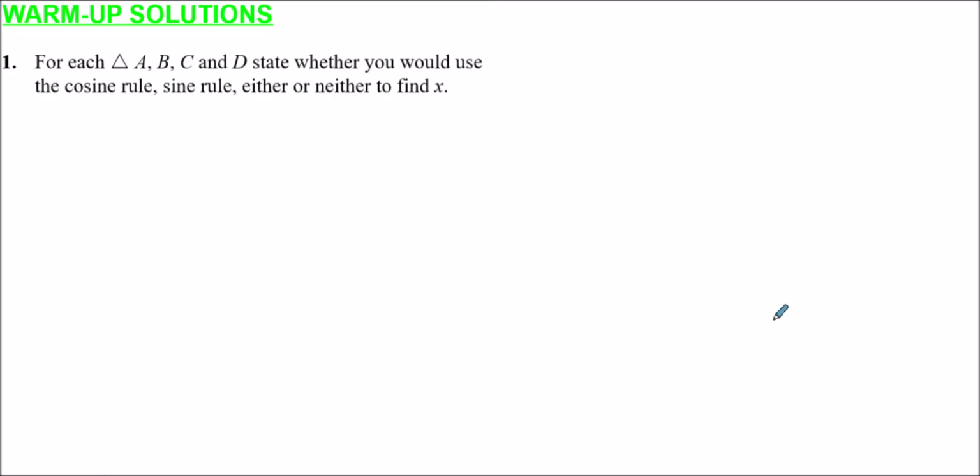Question 1, we're just trying to find out for the 4 triangles if to solve them you'd use the cosine rule, the sine rule, either or neither to find x. So in some cases we could actually use both, in some cases it's one or the other, and sometimes the sine and the cosine rule neither do any good. So before we get on to that, I just want to clarify, in terms of information, when you'd use one or the other, what information is needed.